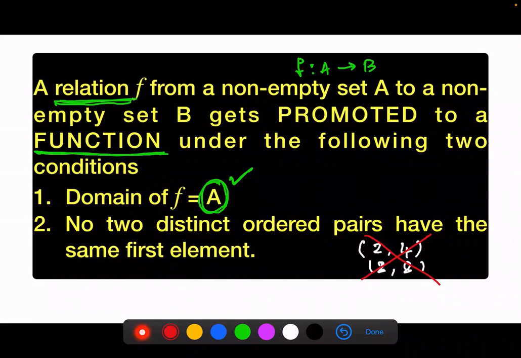Clear? Guys, I'll pause here for a few seconds. You guys understand? We'll take examples. I think we'll first understand it conceptually. Yes, sir. Yeah, okay. So let's move on.